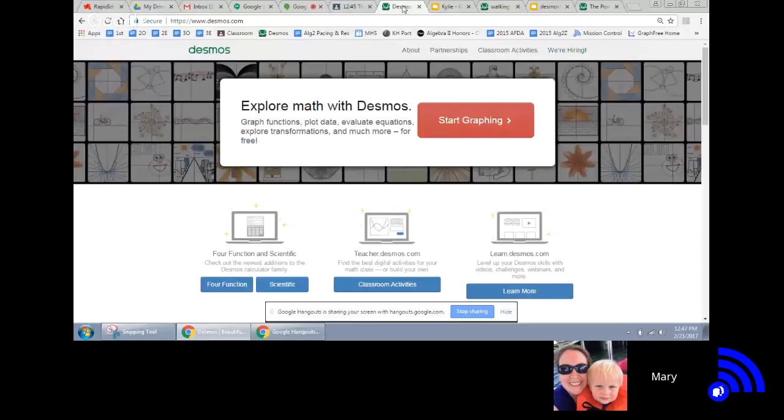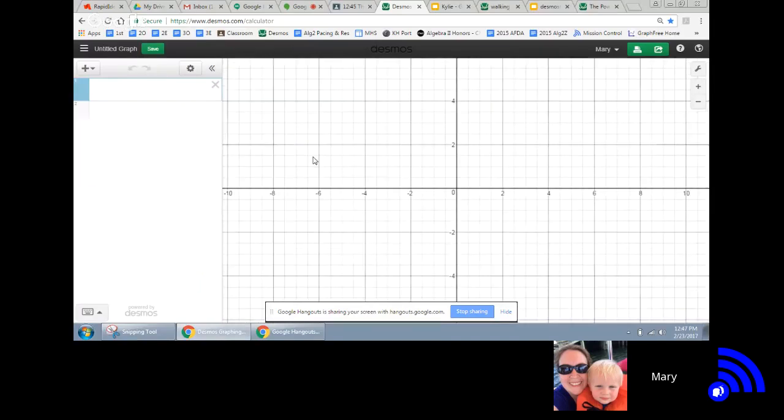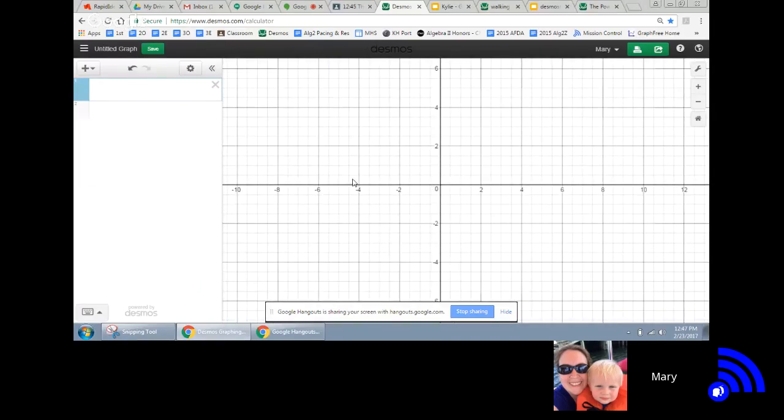So at the heart of it all is the graphing calculator. So I'm going to start with that. I'm going to show you what this graphing calculator is going to look like. When you go to Desmos.com, this is the screen that you're going to see. And all you need to do is click Start Graphing. This is the heart of Desmos right here. You can type your equation right in over here on the left on line 1.